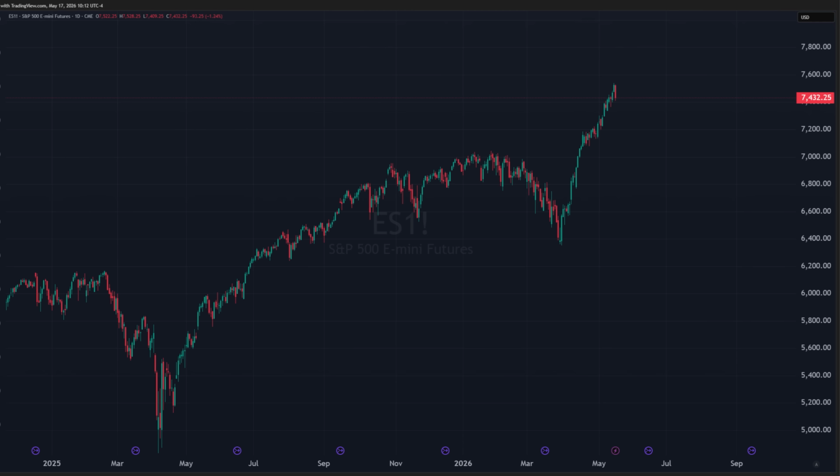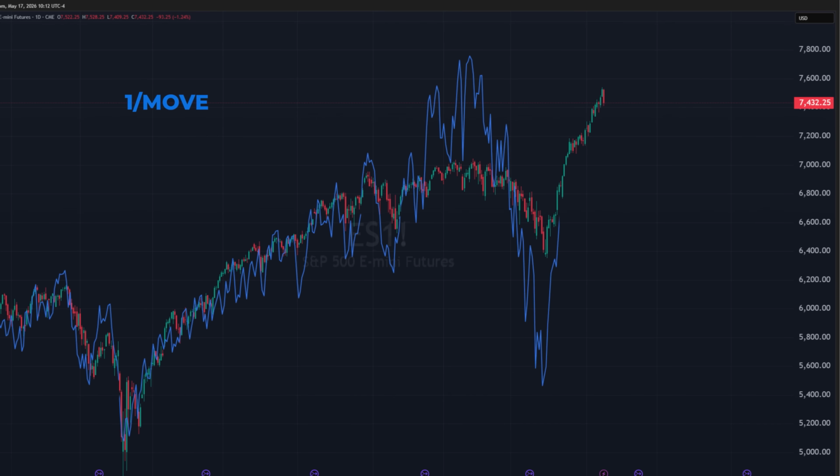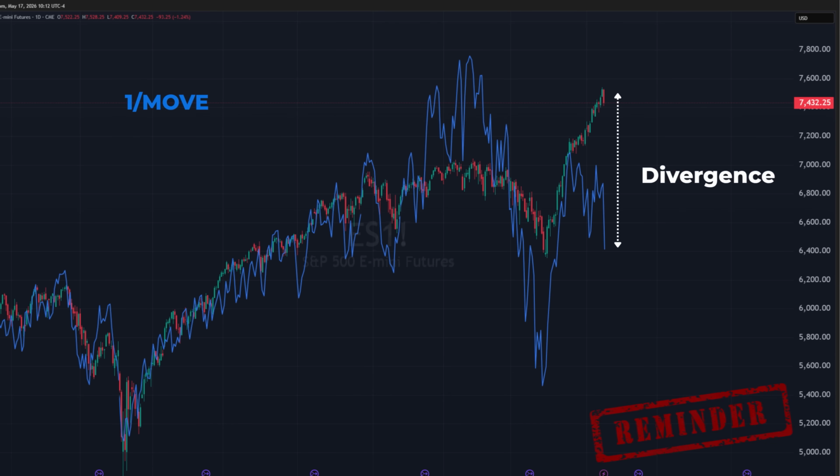This is one of the charts that made me rebalance my entire portfolio. The S&P 500 overlaid with the inverse of the MOVE index. Bond volatility is climbing and the S&P is completely ignoring it. That is a divergence I have seen before and it did not end well.